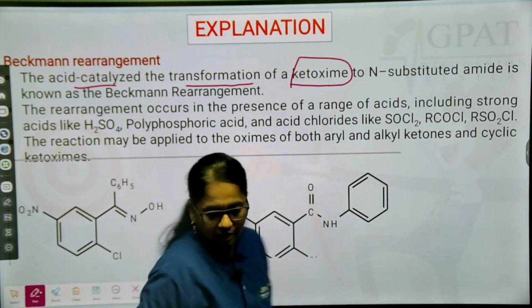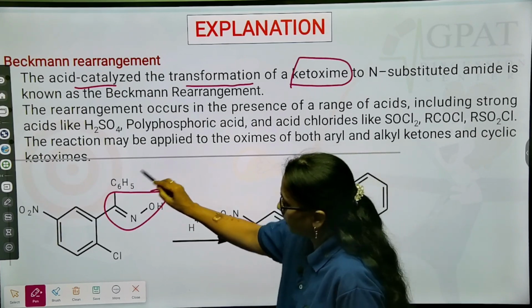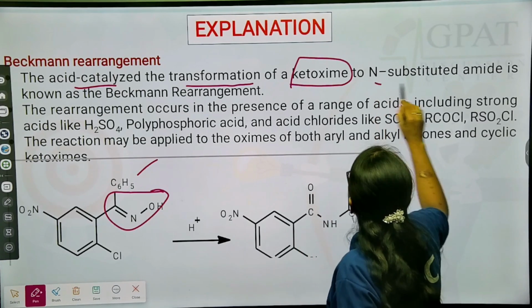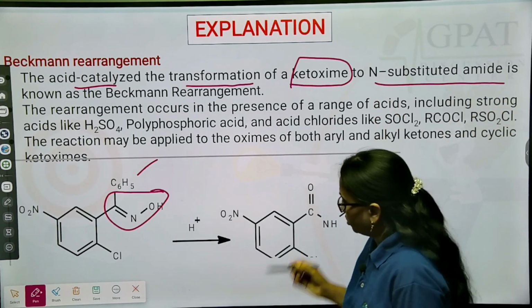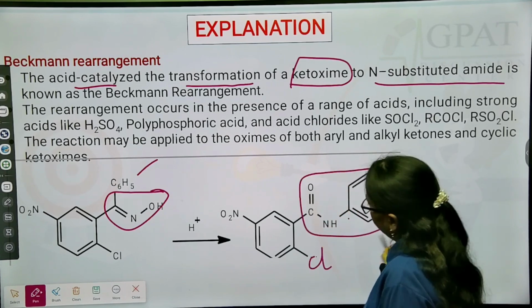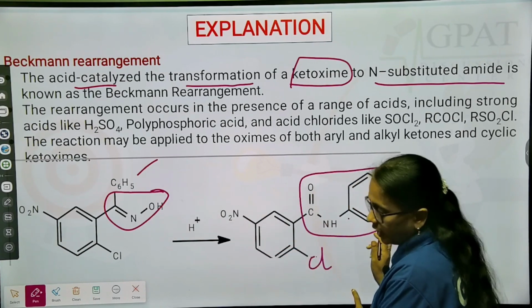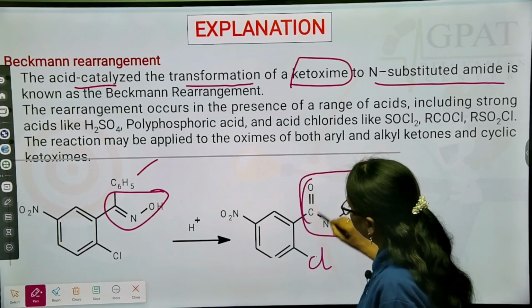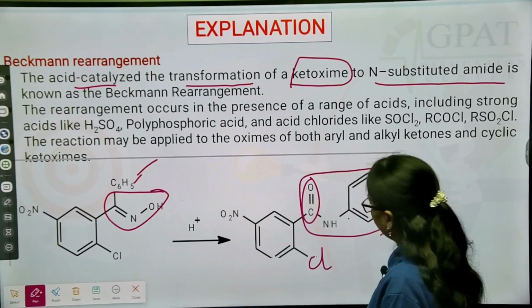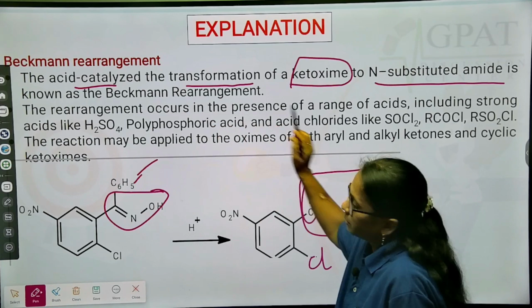That's why I told you this is a ketoxime. This is a benzene ring, and you are going to see the transformation of this ketoxime to the N-substituted amide. So this is the transformation of this ketoxime to the N-substituted amide. This double bond is going to be converted to the keto group like this, and an amide is going to be formed. The same benzene ring is seen here also. So this rearrangement is called the Beckmann rearrangement.